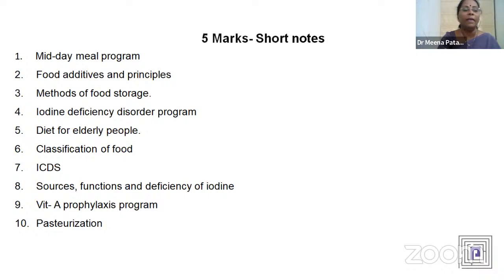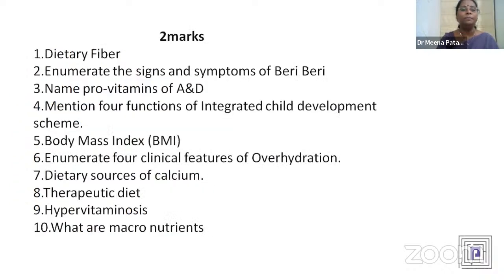with side headings. Diet for elderly people, iodine deficiency disorders program, classification of food, ICDS, sources, functions, and deficiency of iodine, vitamin A prophylaxis program, then pasteurization. So everything is 5 marks, but whatever is asked, please don't write it in 5 sentences or 6 sentences and expect all the 5 marks. Nobody's going to give you those marks. I can tell you with my experience of 35 years.